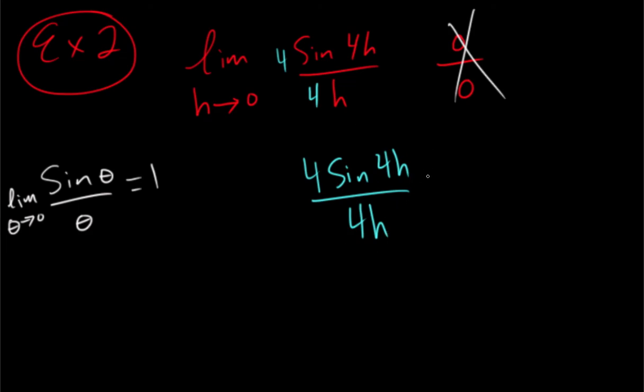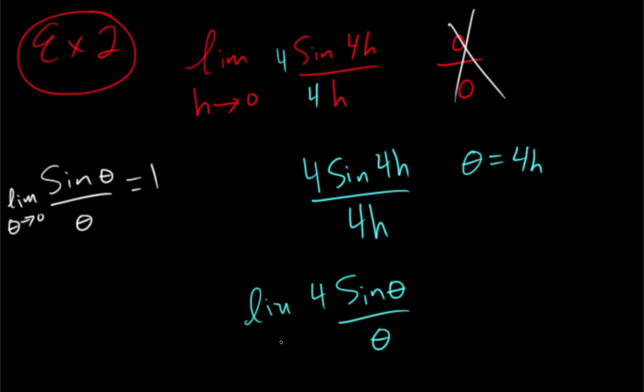Now, we can look at this as if we change theta equals 4h, we can say 4 times sine theta over theta, limit as theta approaches 0. This goes to 1, and so now we just have 4 times 1, and so overall our limit is 4.